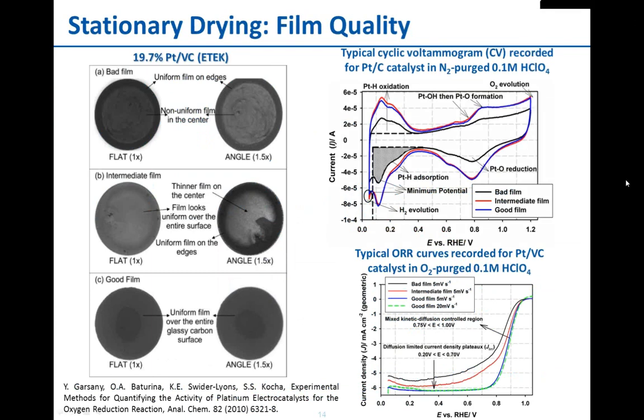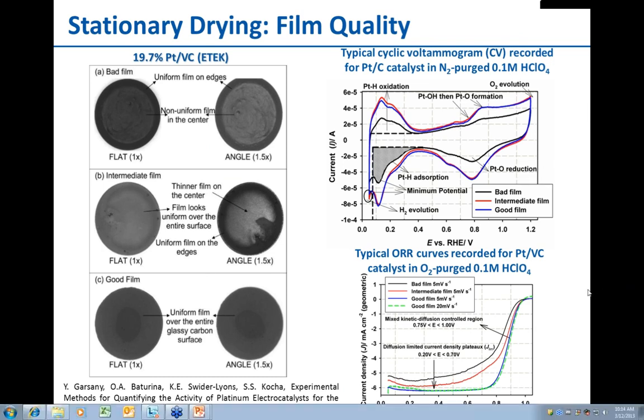So typically what we do is we cast the film, as Sham was saying before, and we let the film dry, what I call stationary drying. When you look at what the film looks like, you can have different kinds of films, and that's what the pictures on the left side are showing. I've called these 3 different categories. What I call a bad film, typically what I see is some kind of coffee rings on the outside, so very uniform on the outside, not that uniform in the center.